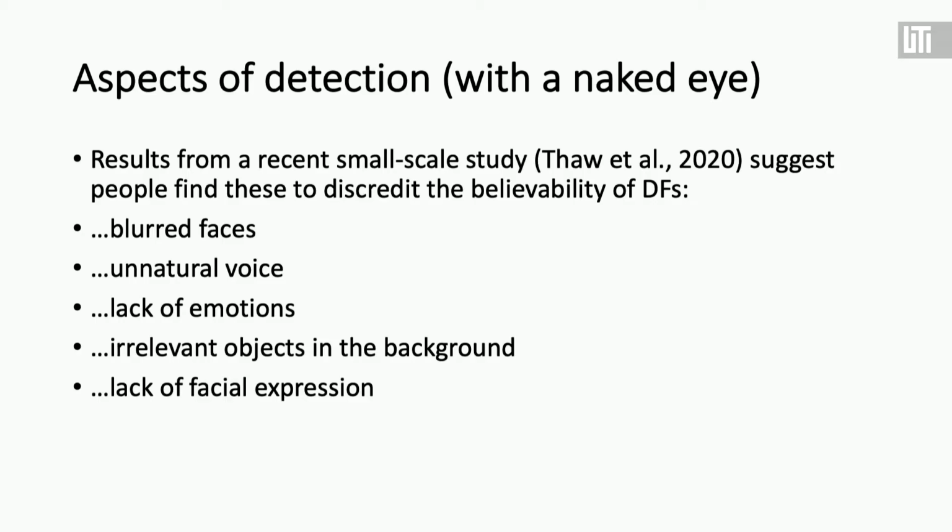Now, at this very moment, we can still detect most deepfakes with the naked eye. Results from a recent small-scale study suggest that people find these listed aspects to discredit the believability of deepfakes. Blurred faces, so this area usually is the manipulated area and is more blurred, while this is more sharper. Now, unnatural voice. If you synthesize a person's voice, then it becomes more bland, it loses some tone, and it can still sort of be passed off as the real person. Later on, we'll go to a case in which it had been used this way, but it also lacks tone and these natural aspects of human voice.